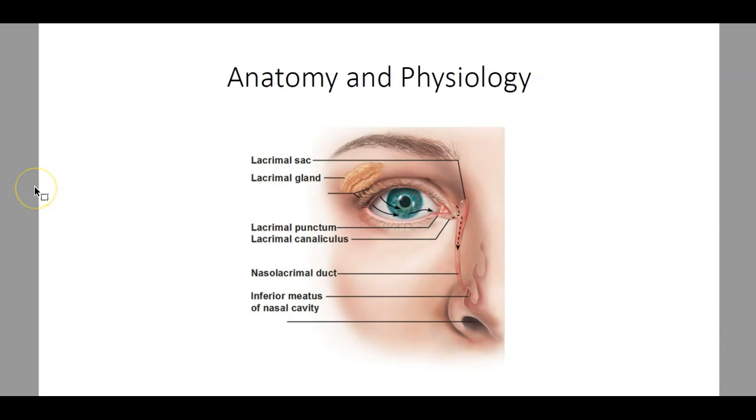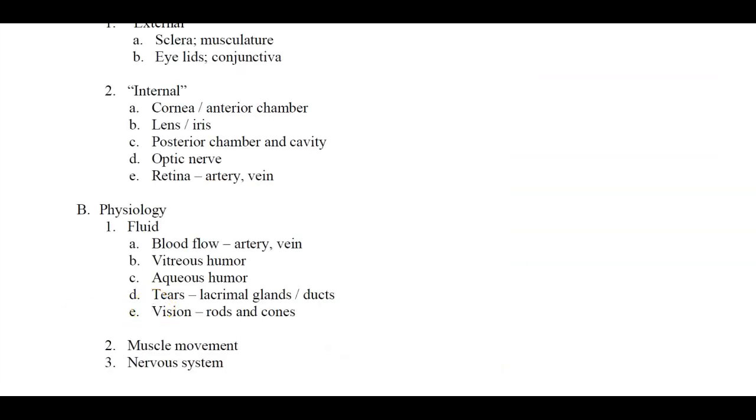Tears. They are produced by the lacrimal glands. The glands are located at the medial corners of the eyelids that produce tears. The ducts, or the nasolacrimal ducts, are small tubes that drain tears from the lacrimal glands into the nasal cavity. For the vision, rods are basically responsible for black and white and peripheral vision, and cones are responsible for color and straight-ahead vision.